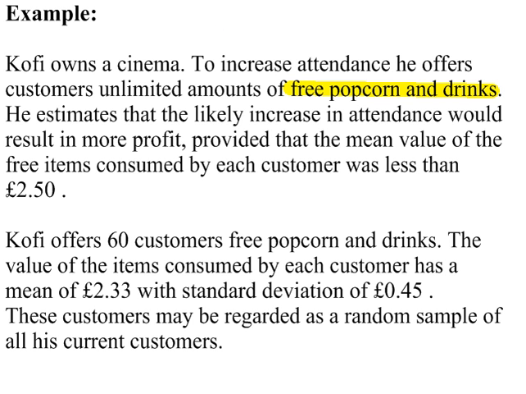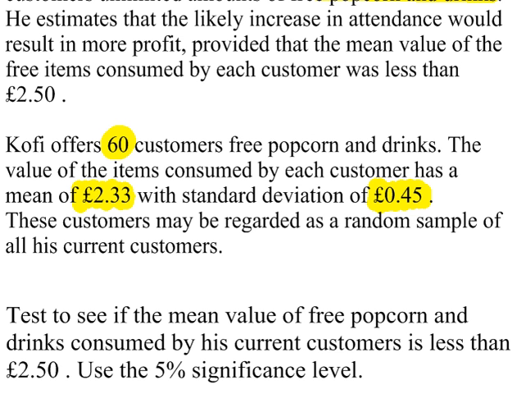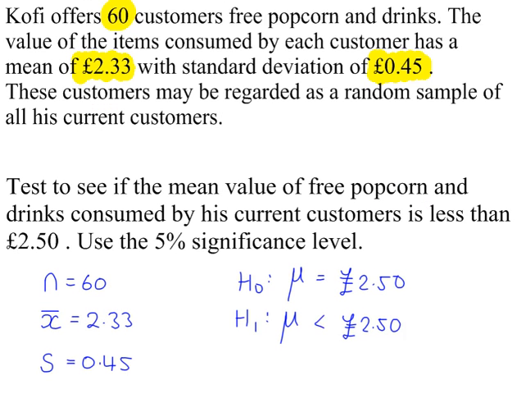The sample size is 60, and because we're looking at the sample here, the sample mean is £2.33, and the sample standard deviation is 0.45. So these are all the sample values. We're going to test to see if the mean value of free popcorn and drinks is less than £2.50 using a 5% significance level. So just summarizing some of the values in the example.